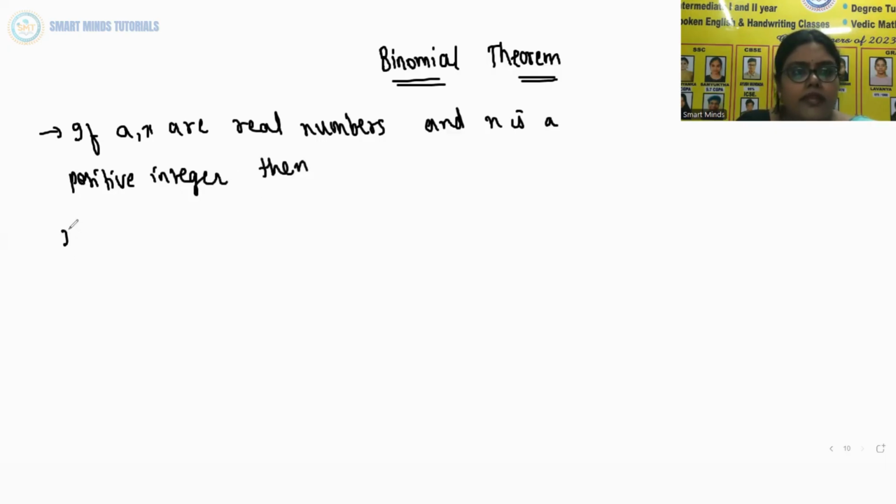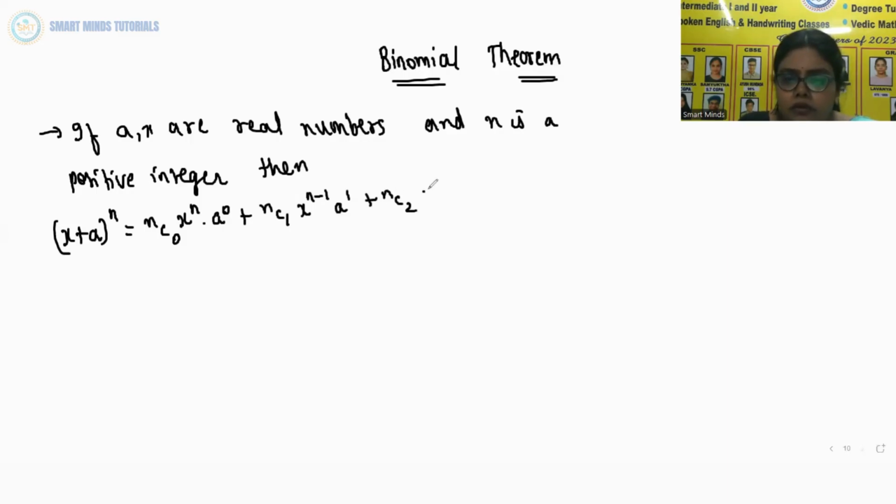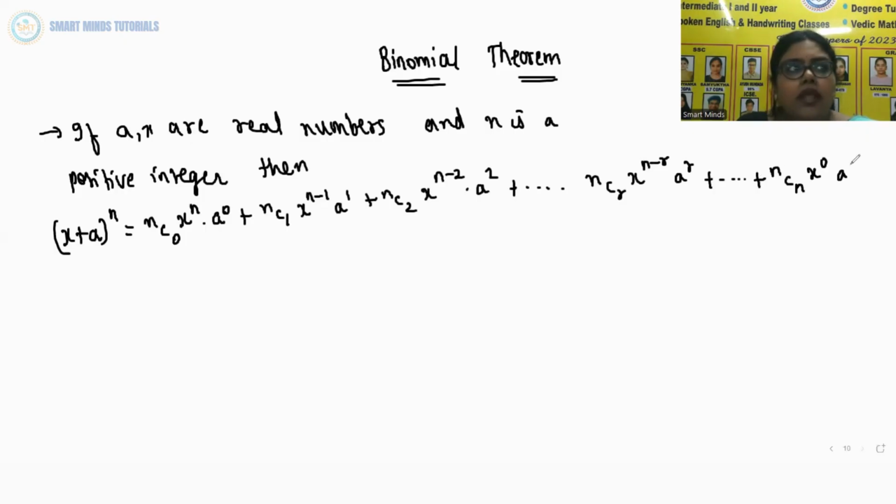then (x + a)^n can be written as nC0 x^n a^0 + nC1 x^(n-1) a^1 + nC2 x^(n-2) a^2 + so on up to nCr x^(n-r) a^r + so on up to nCn x^0 a^n. This term is called the general term.